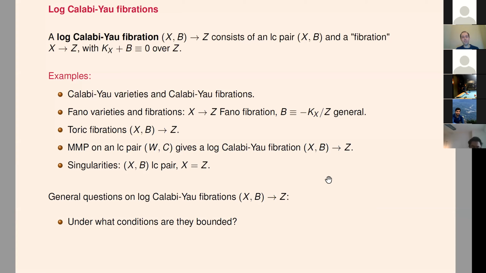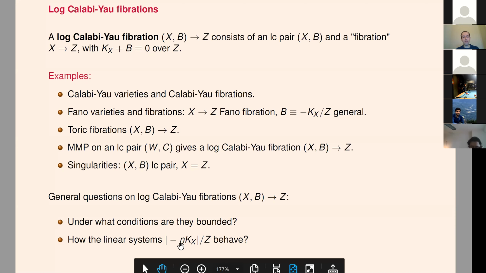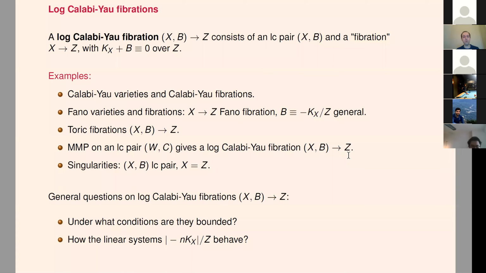As we saw in the previous lecture, this is important for moduli constructions, but it's also important for many other reasons, in fact. Another kind of general question you can ask is, if you look at minus n K, this linear system relatively over Z, what kind of linear system do you get? What kind of behavior do they have? For example, can you find an element in this linear system with nice singularities or not, similar to the case of global Fanos? Again, this leads you to really complicated and hard questions.